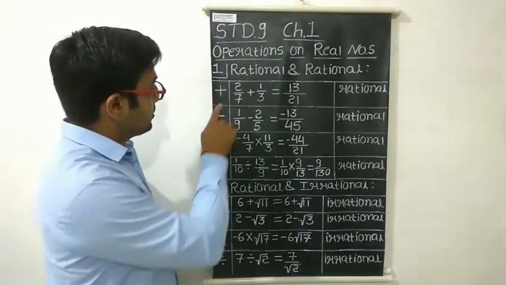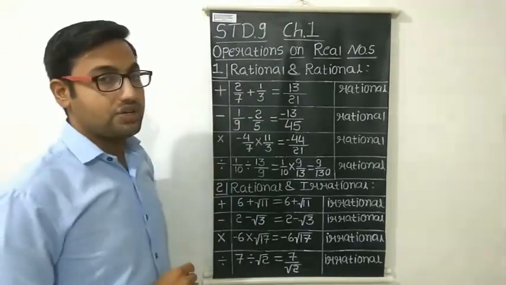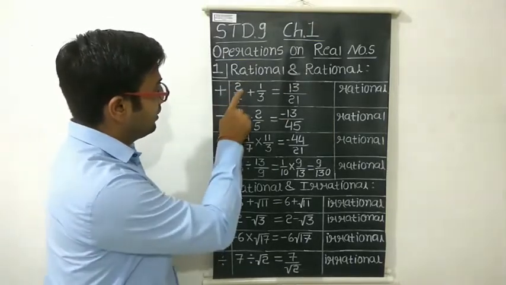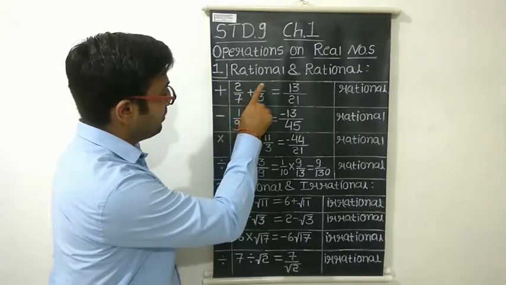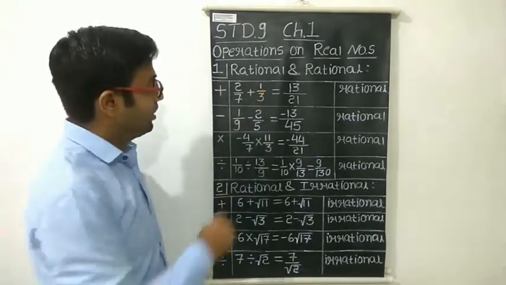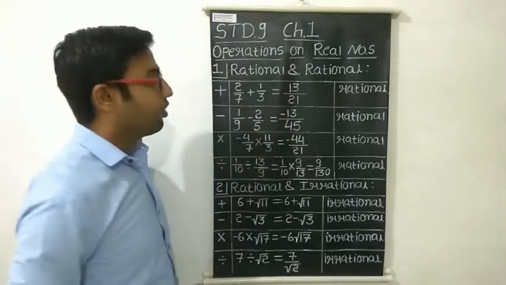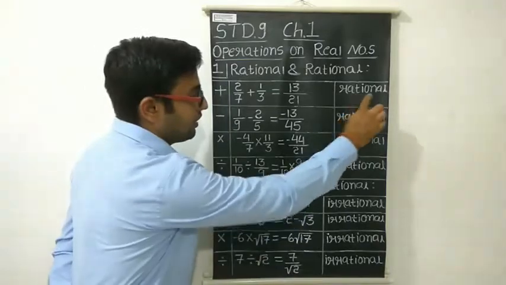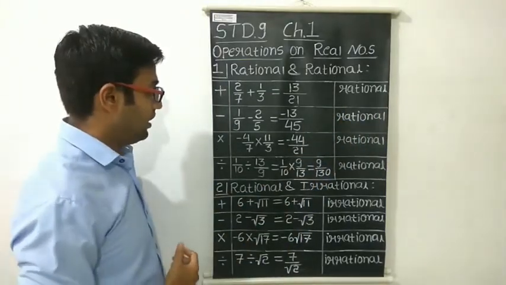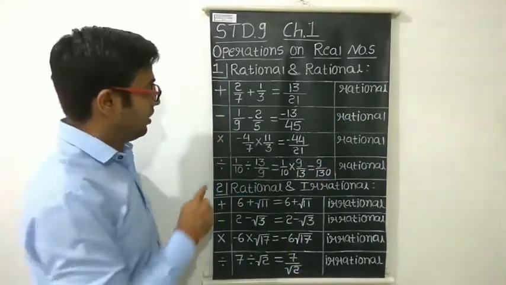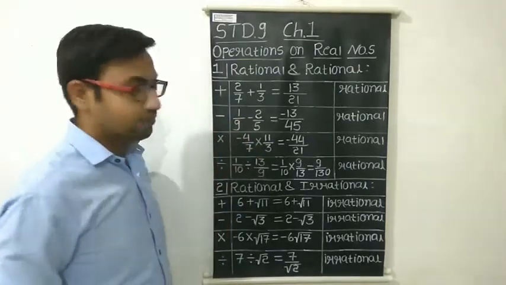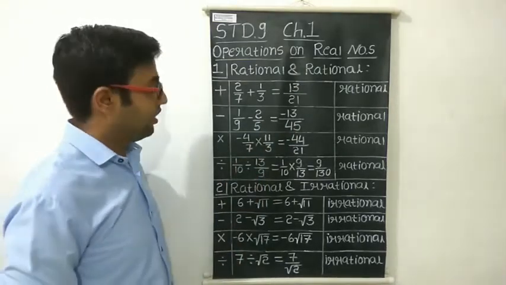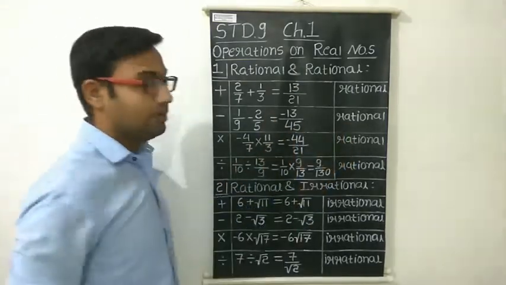So first operation is of addition. So what will happen if we add two rational numbers? Then first is 2 upon 7, second one is 1 upon 3. This is the addition. So the result we will get is 13 upon 21. And what kind of number is 13 upon 21? It is a rational number, right? Now subtraction, 1 upon 9 minus 2 upon 5. The result we will get is equal to minus 13 upon 45. Again this is a rational number.